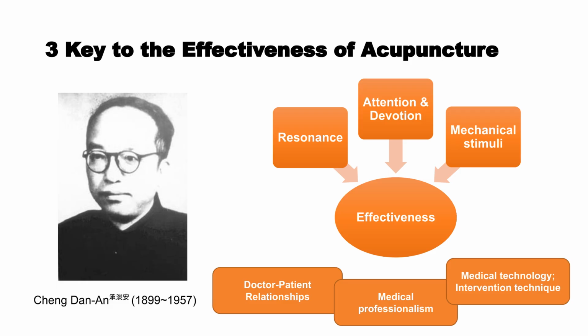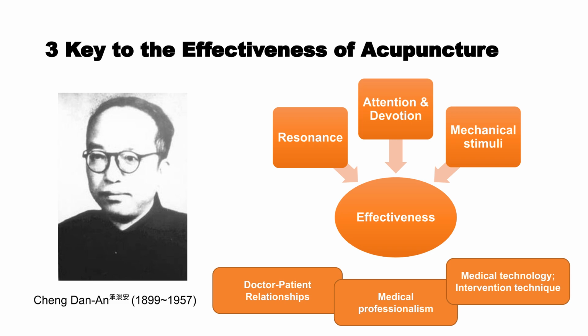Professor Cheng Dan-an, a prominent 20th century Chinese acupuncturist, gave us a great way to think about acupuncture's effectiveness. He broke it down into three key factors: resonance, which is the doctor-patient relationship in acupuncture; engagement and concentration of the practitioner, which highlights their medical expertise; physical stimulation, which is the actual needle intervention technique.